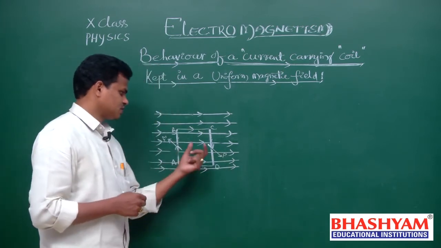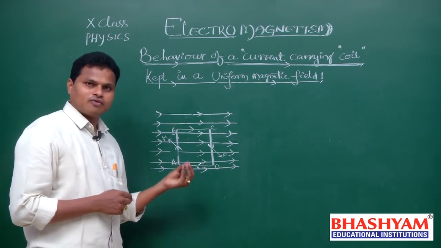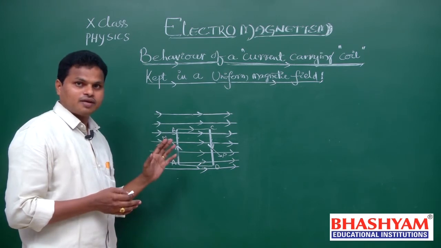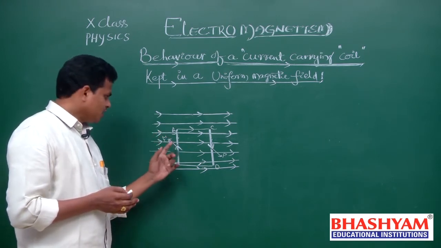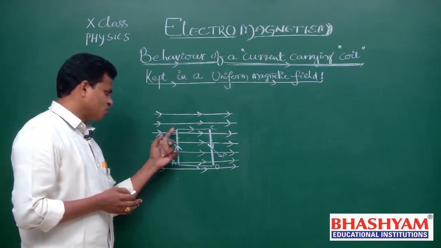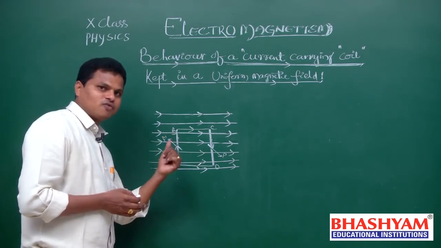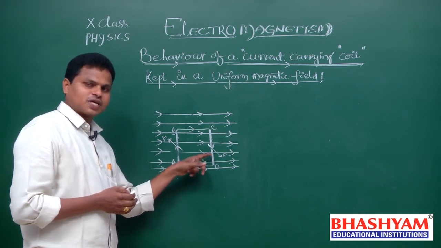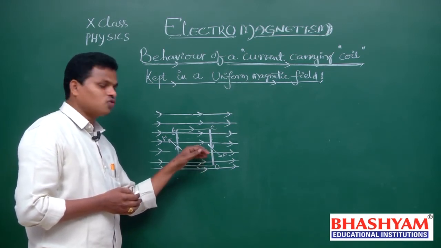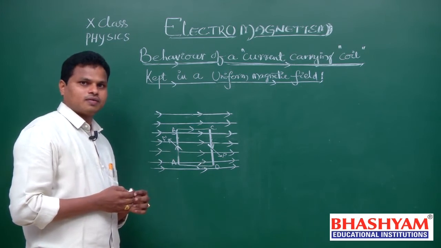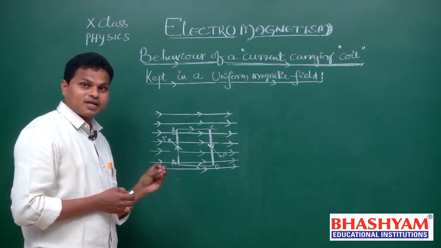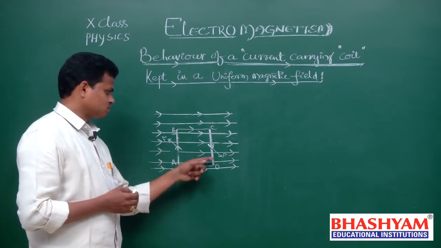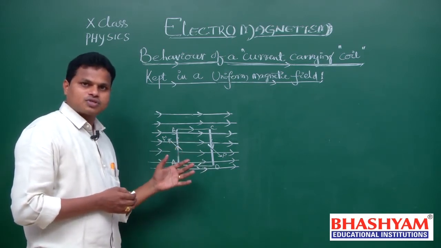When a current carrying wire is placed in a magnetic field, there is a force acting on it, provided the wire is perpendicular to the field. Here two forces are acting. One force acts on one arm inwards to the field, and another force acts in the outward direction to the field. The two forces are equal because the current is the same.